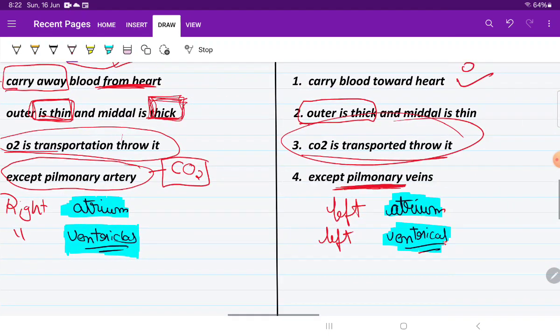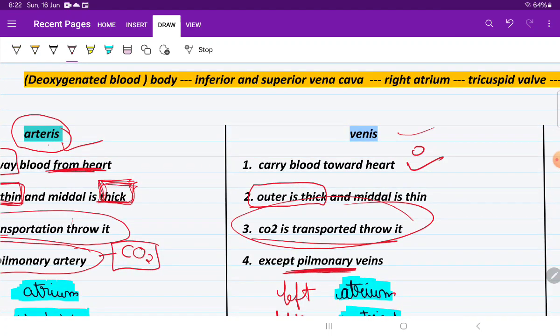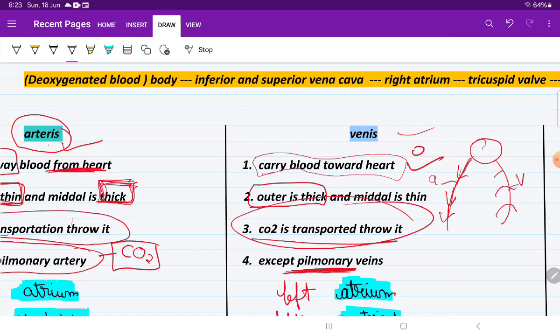Okay, now let's see about the veins. Veins carry the blood towards the heart. Okay, towards the heart. That means this is the heart, these are the arteries. They are carrying the blood to the organs, and this is the vein, and blood is coming through it.